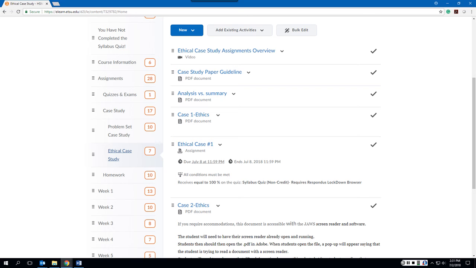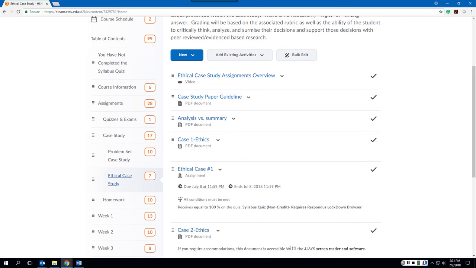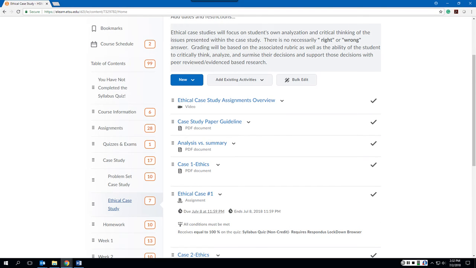What I want to see, there's not necessarily a right or a wrong answer for these case studies. I want to see how you are taking the information, synthesizing that information to help you make a decision. So how are you going to make a decision with the issue that's presented in the ethical case? And how will you support that decision? Like I say right here, how are you going to support that decision with some peer-reviewed or evidence-based research?